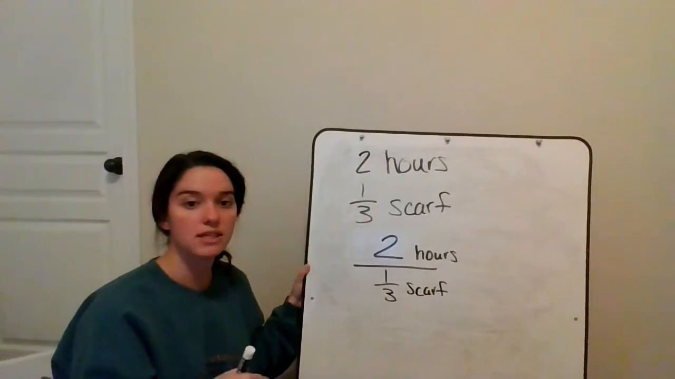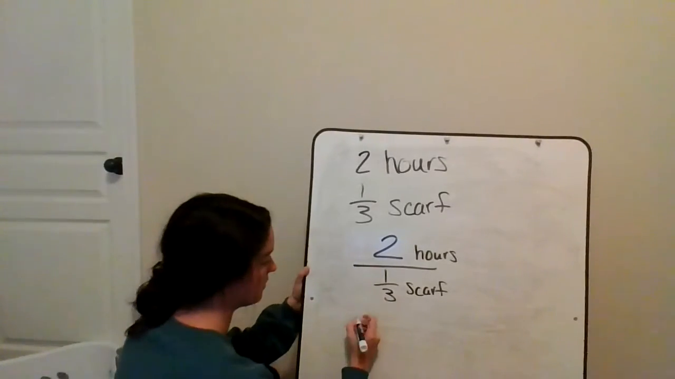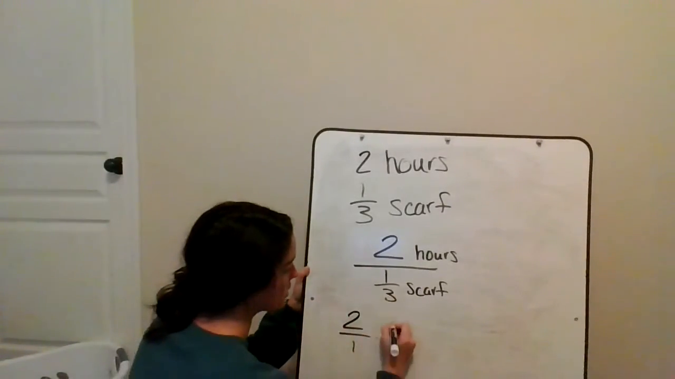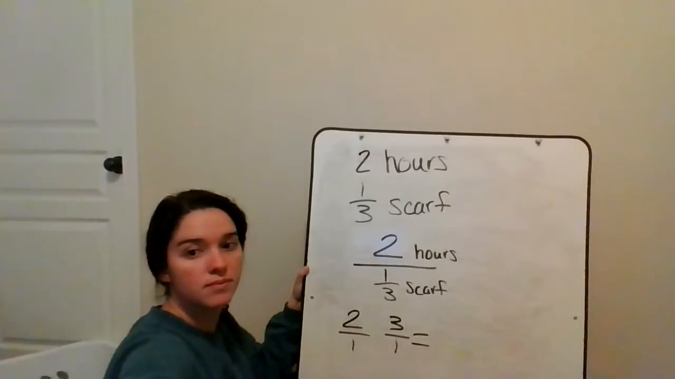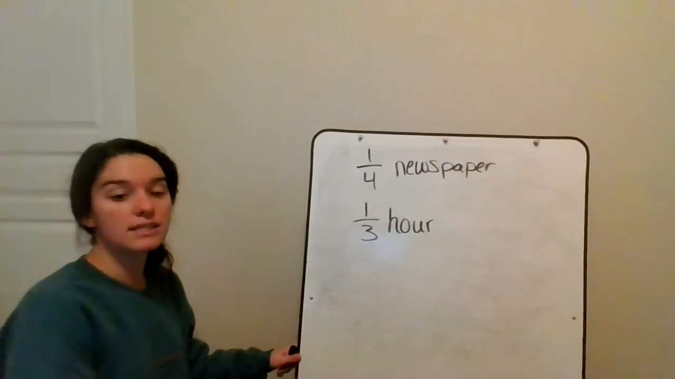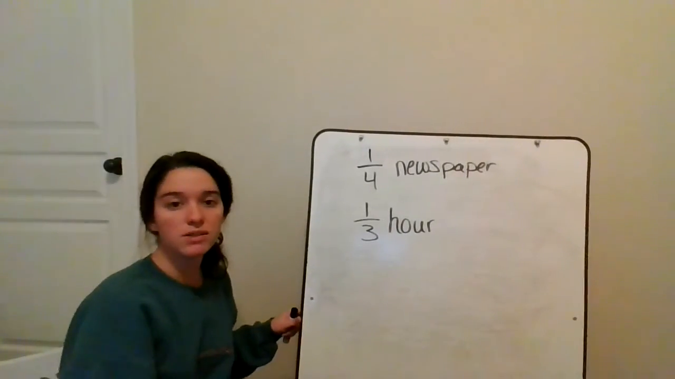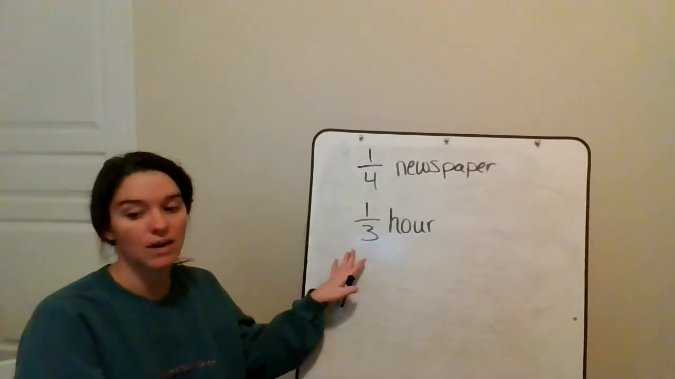All right, now that you have it set up, go ahead and solve it. Type it into your calculator or do it the long way. So 2/1 times 3/1. Your answer is going to be 6 hours.